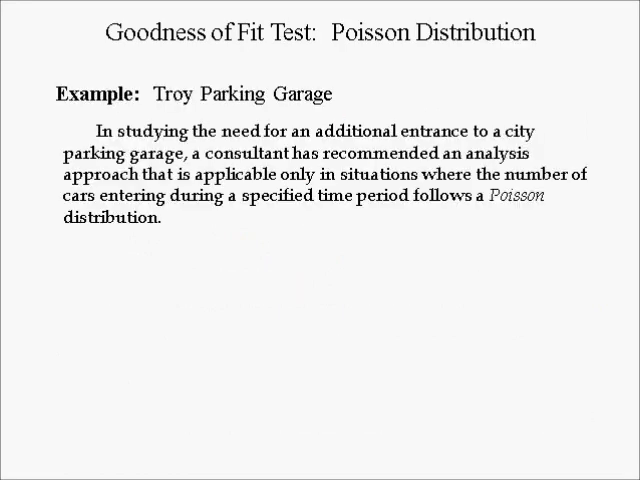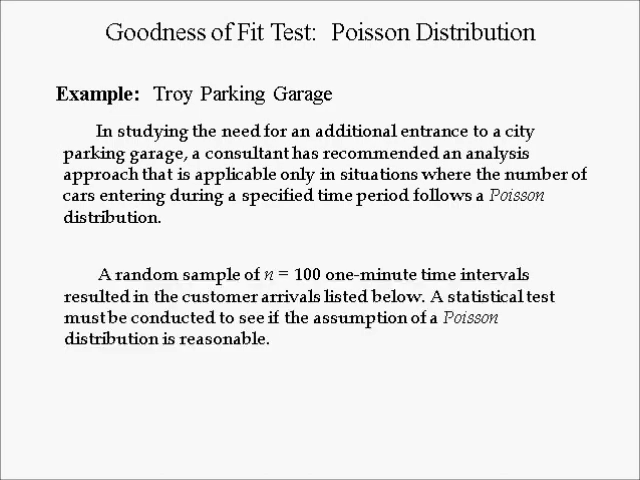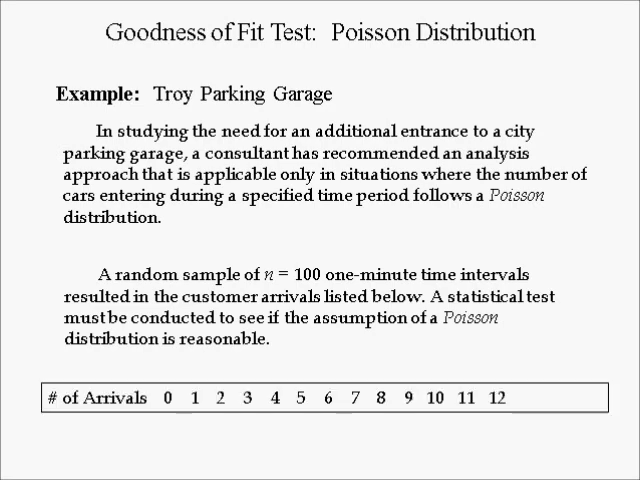Now in our example here, we're looking at a parking garage. In studying the need for an additional entrance to a city parking garage, a consultant has recommended an analysis approach that is applicable only in situations where the number of cars entering during a specific time period follows a Poisson distribution. A random sample of n equals 100 1-minute time intervals resulted in the customer arrivals listed below. A statistical test must be conducted to see if the assumption of a Poisson distribution is reasonable.